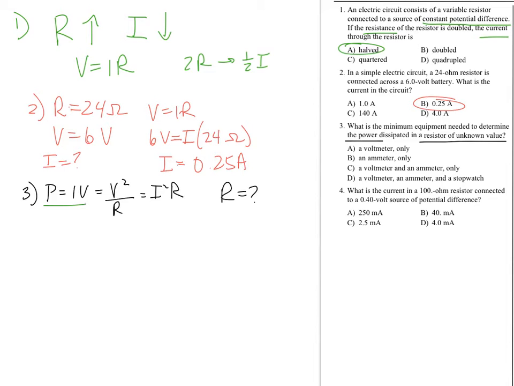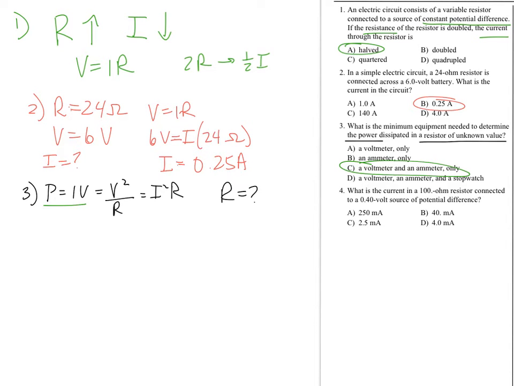So here, P equals IV. That means we need a voltmeter for V and an ammeter for I. So that's choice C. We could do that. You don't need a stopwatch, to be honest. Even though power is the rate of energy, you don't really know how to calculate energy without power. Alright, next.